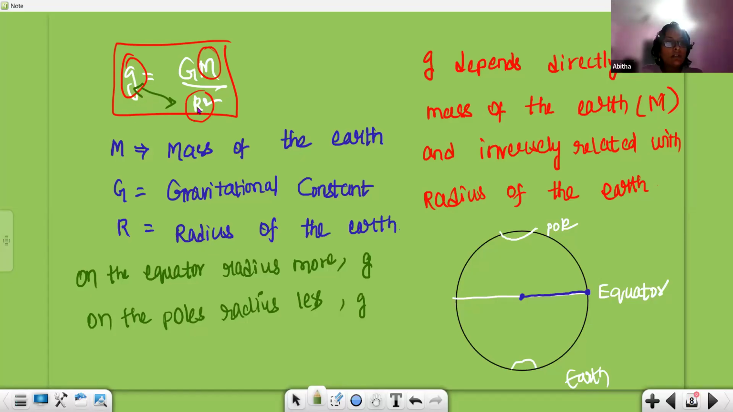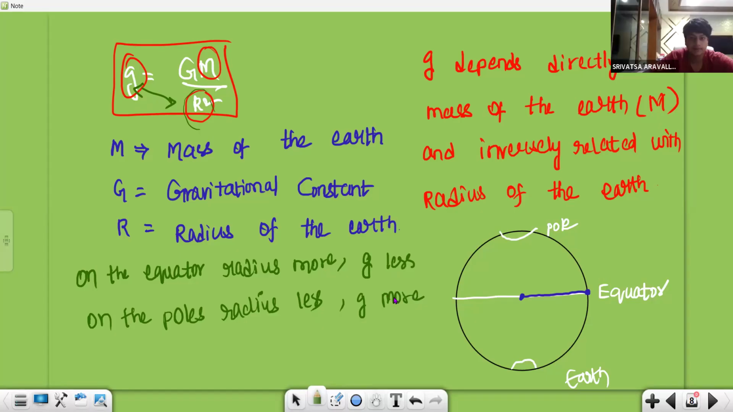See the relation? Radius and g are inversely related. If radius is more at the equator, g is going to be less. If on the poles radius is less, so g is more. So you are correct. So on the equator radius is more, then g is less. That means it's a small g. If on the poles the radius is less, g is more. That means it's inversely proportional.